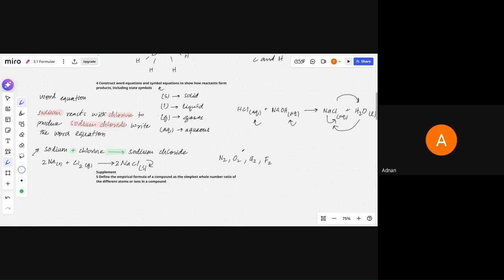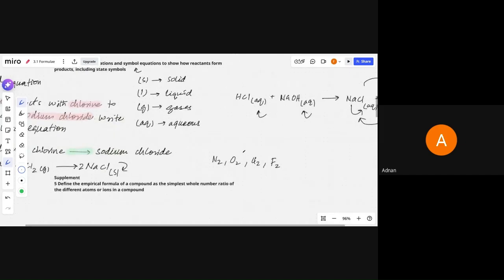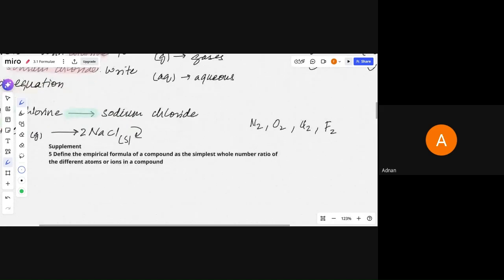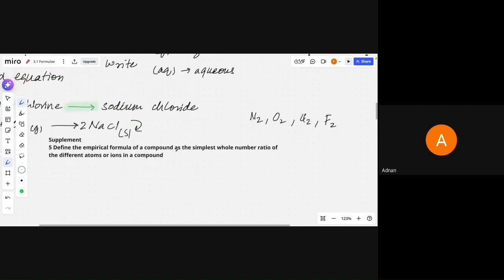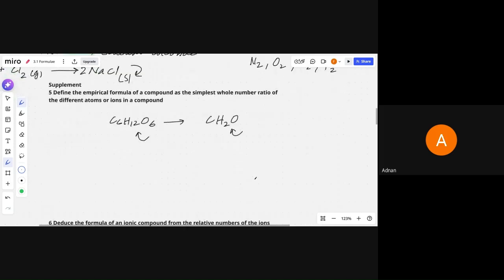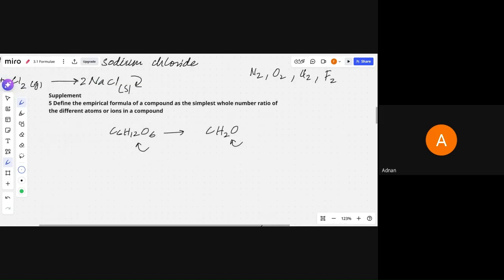So okay, now we move on to the extended topics, the first one being to define the empirical formula of a compound, which I already explained. It gives us the simplest whole number ratio of different atoms or ions in a compound. So again, C6H12O6 is a molecular formula, and the empirical formula will be CH2O, that is the simplest ratio. So I think that is all here. I don't think we have to talk about this in more detail.